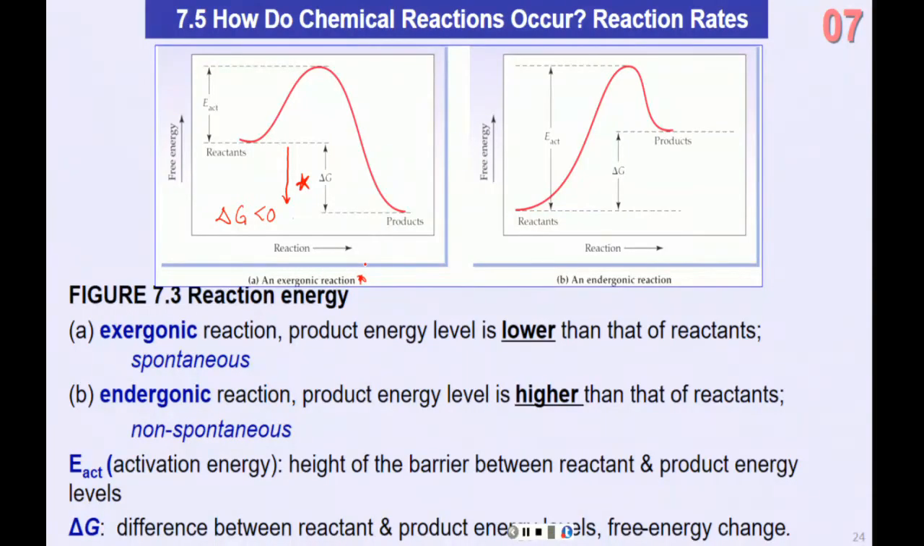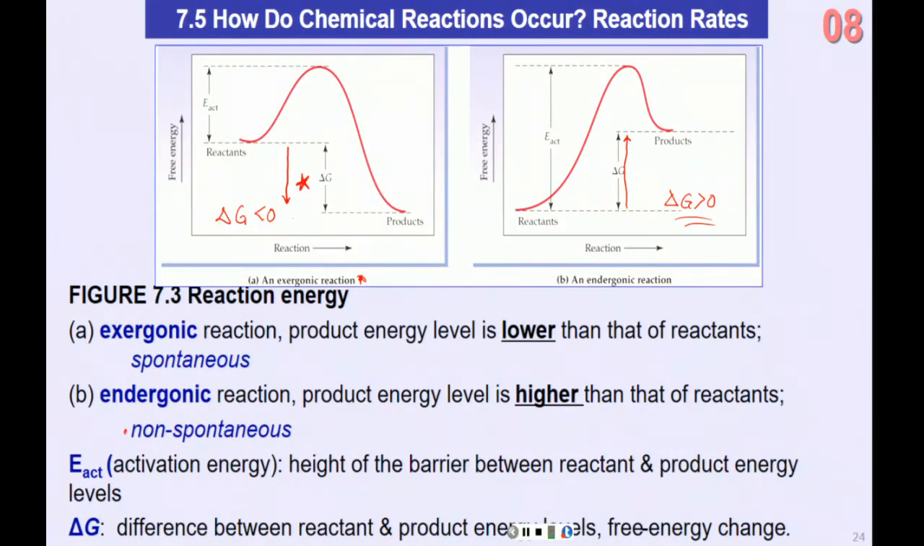And if you have an endergonic reaction, your energy is increasing going from reactants to products. Delta G is greater than 0, and this one is not spontaneous. The activation energy is, by definition, the barrier between reactant and product energy levels. Delta G is the difference between reactants and products. So if you're adding energy, delta G is positive, it's not spontaneous. If it's giving off energy overall, it's going to be spontaneous and exergonic.